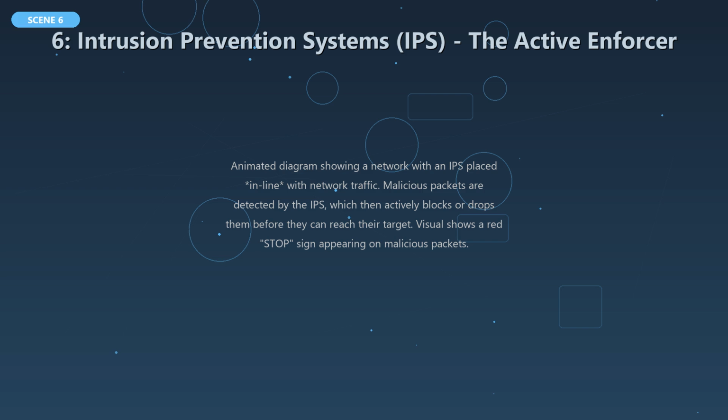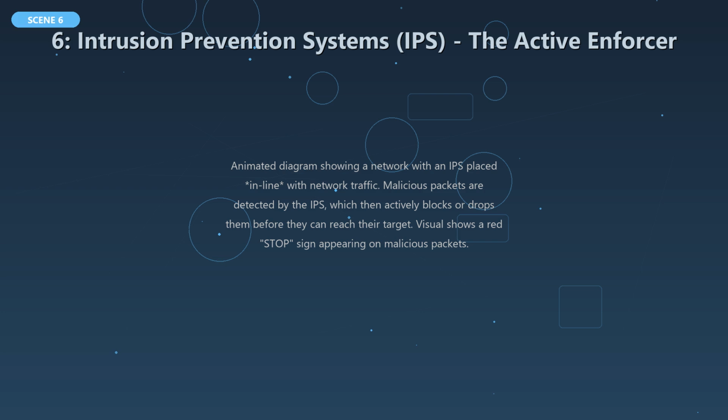Because an IPS operates inline, it introduces a potential point of failure. If the IPS goes down or has performance issues, it can disrupt legitimate network traffic. Therefore, IPS devices are typically built for high availability and performance. They are designed to process traffic at wire speed to minimize latency. Similar to IDS, IPS also comes in network-based, NIPS, and host-based, HIPS, variants.